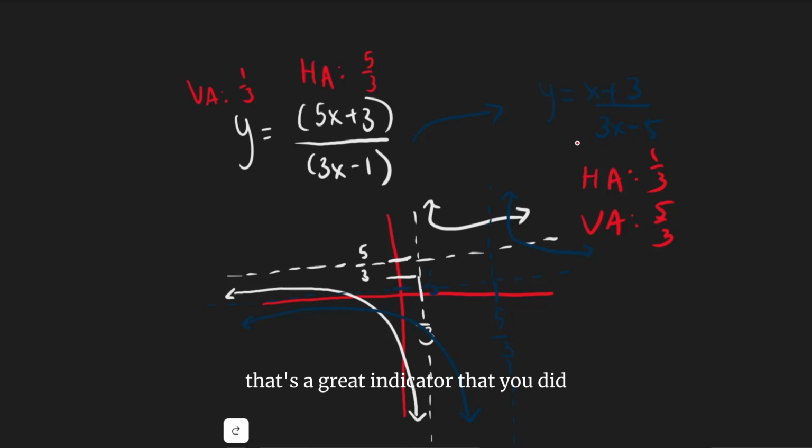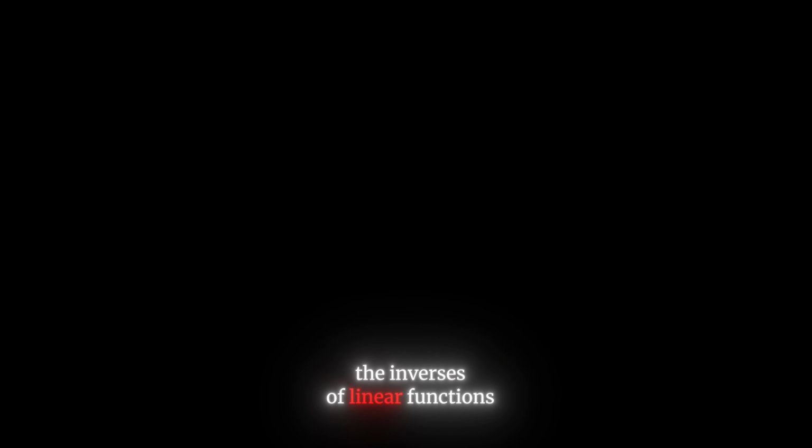And that's a great indicator that you did your mathematical computations right because they are switched. Our vertical asymptote now becomes our horizontal asymptote, and our horizontal asymptote now becomes our vertical asymptote. So that's how you find the inverses of linear functions and rational functions, how to graph your inverses, and how to check to make sure that you did everything correctly.